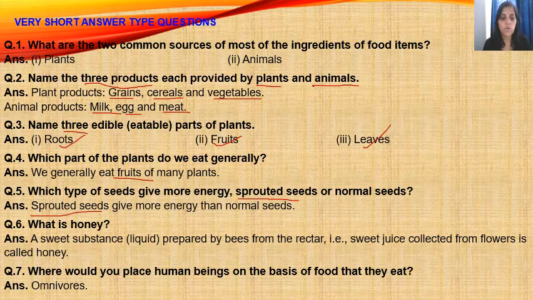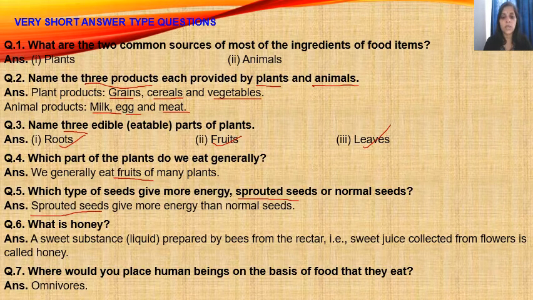Question number 6. What is honey? We know that honey is a sweet substance prepared by the bees from the nectar. That means the sweet juice of the flower which is collected by the bees is known as honey.